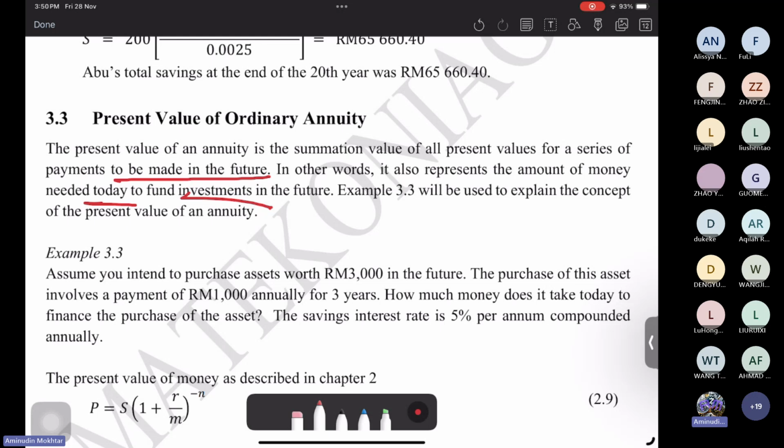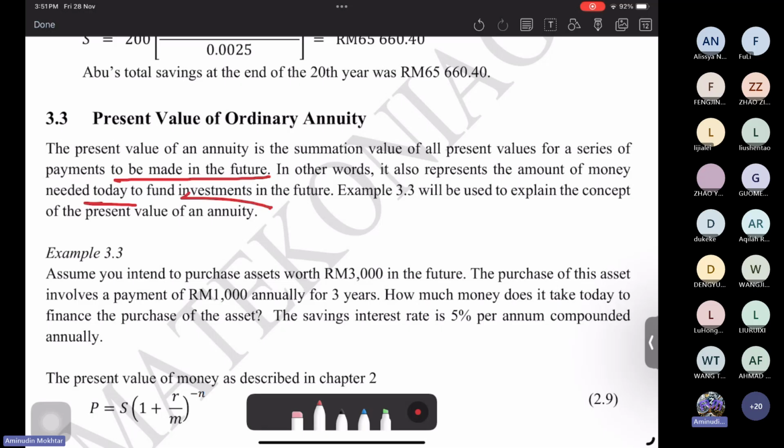So the question is, how much money do you need today to finance the purchase of the asset? We assume that the interest rate is 5% per annum, compounded annually. The return is 5% per annum, compounded annually. So again, in this example, we need to find the present value of the 1,000 ringgit that you need to pay in the future. That's the concept of annuity.